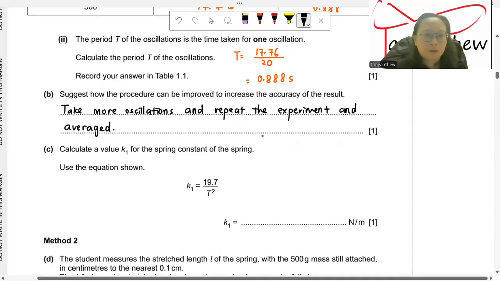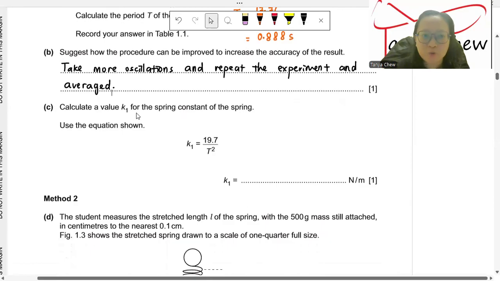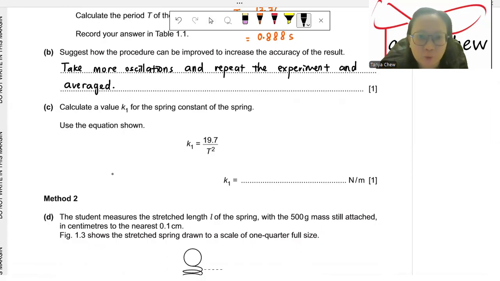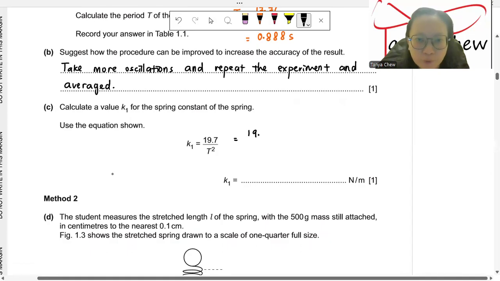That's it. C, calculate a value of K1 for the spring constant of the spring. Use the equation shown. K1 is equal to 19.7 divided by T squared. So I'm going to use 19.7 divided by T squared, which is 0.888, but you have to square it. Capital T represents period. And I got 24.98 newton per meter. So I'm going to round it off to 25, 2 significant figures.